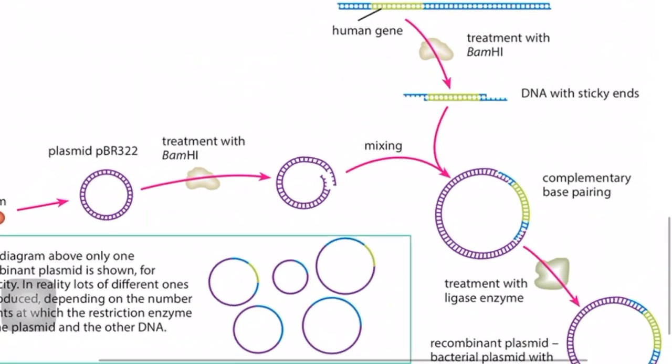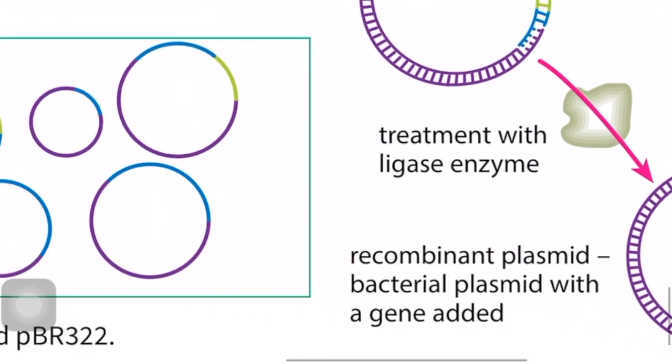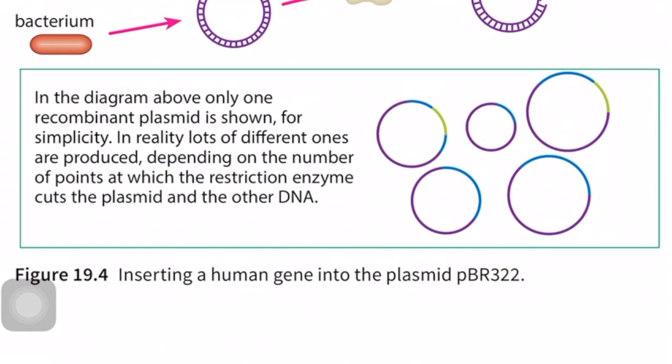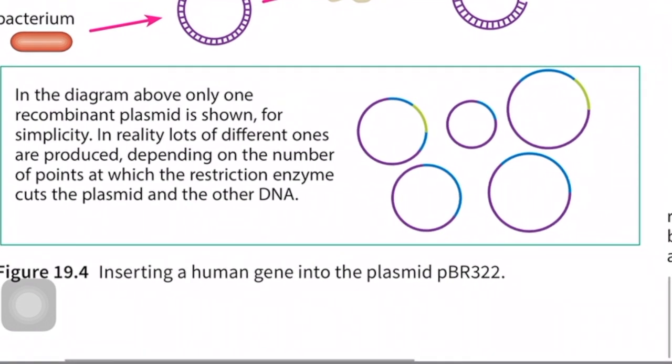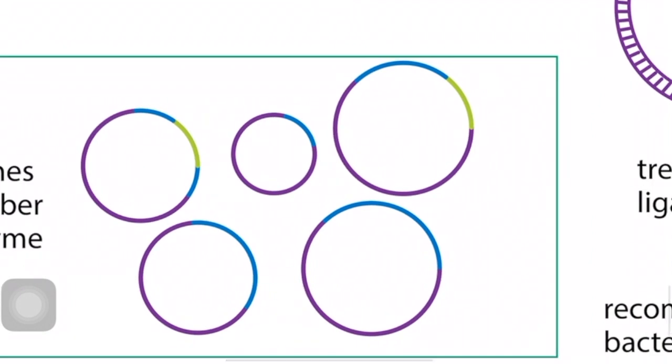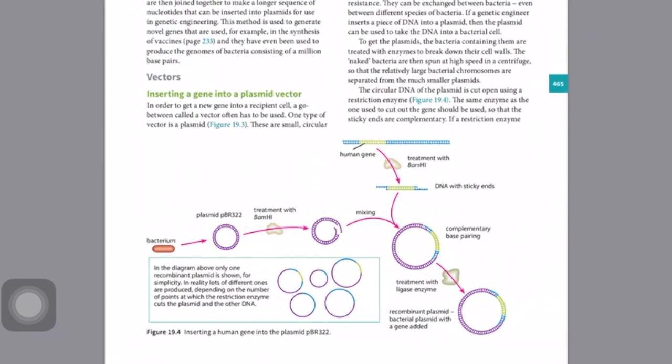This is the recombinant plasmid with the gene added. This green part is the gene I have explained. In the diagram above, only one recombinant plasmid is shown for simplicity. Really, lots of different ones are produced, depending on the number of points at which the restriction enzyme cuts the plasmid and the other DNA. So not all the plasmids take up the gene. Few of the plasmids take up the human gene. So how can we identify it? We can identify it using the genetic marker. We will learn what the genetic marker is later.